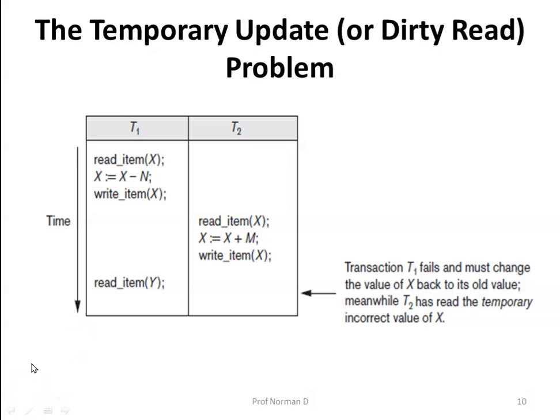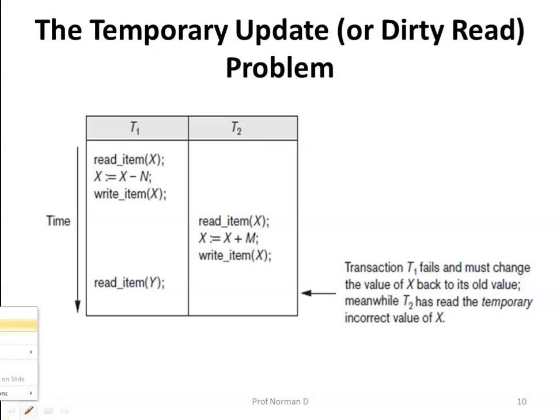Now the temporary update or the dirty read problem occurs when one transaction updates a database item and then the transaction fails for some reason. Meanwhile, the updated item is accessed or read by another transaction before it is changed back to its original value. Such type of problems are called dirty read or temporary update problem. Now what does it exactly mean?